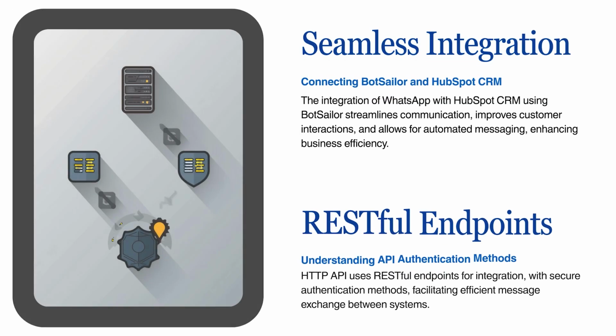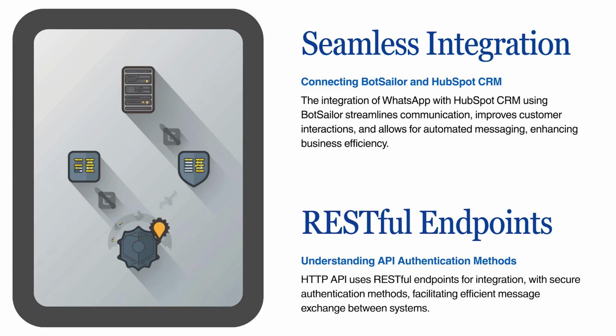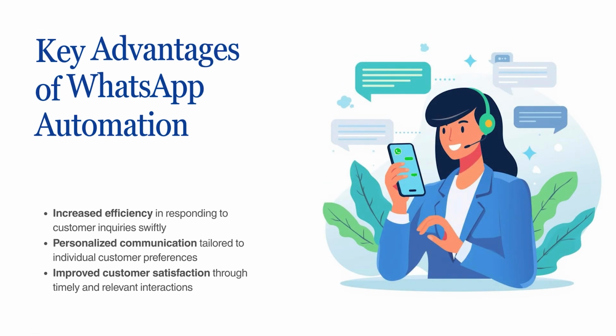So, how does it look under the hood? It's all about seamless integration. BotSailor acts as the connector between your HubSpot data and the WhatsApp network. Using secure RESTful endpoints, the system facilitates efficient message exchange. This means when a status changes in your CRM, a message can be triggered instantly on WhatsApp without you lifting a finger.